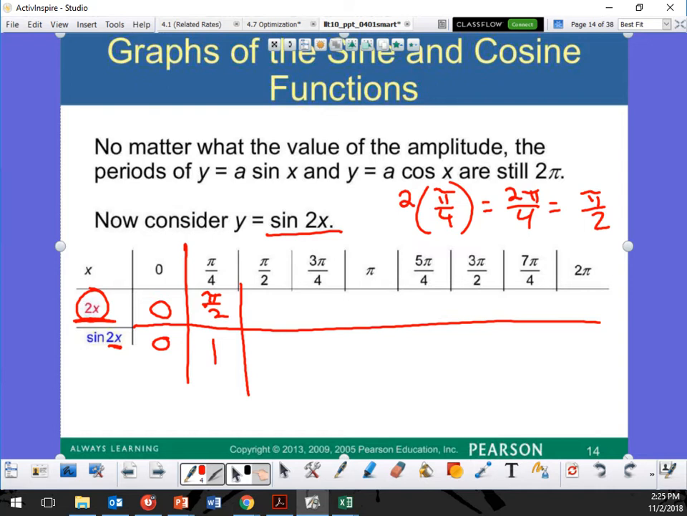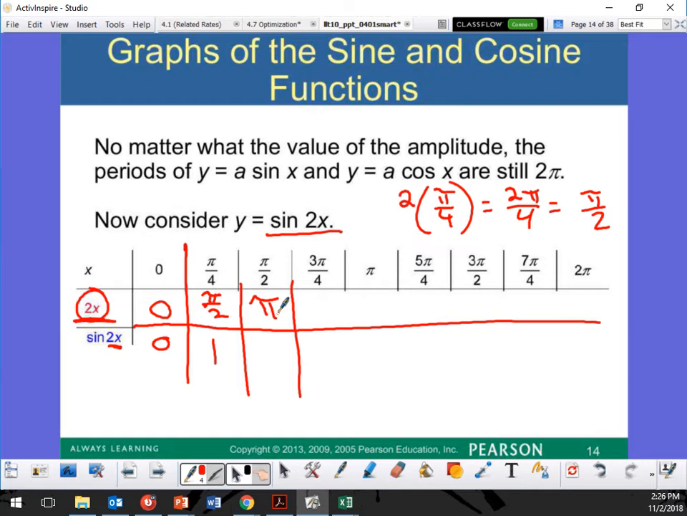Okay, you ready? So what is 2 times pi over 2? 1 pi, right? Now what is sine of 2x? Okay, let's try again. Put your finger on pi, not up here at the board. Okay, your finger's on pi, right? So if our finger's on pi, what is sine of that? 0.